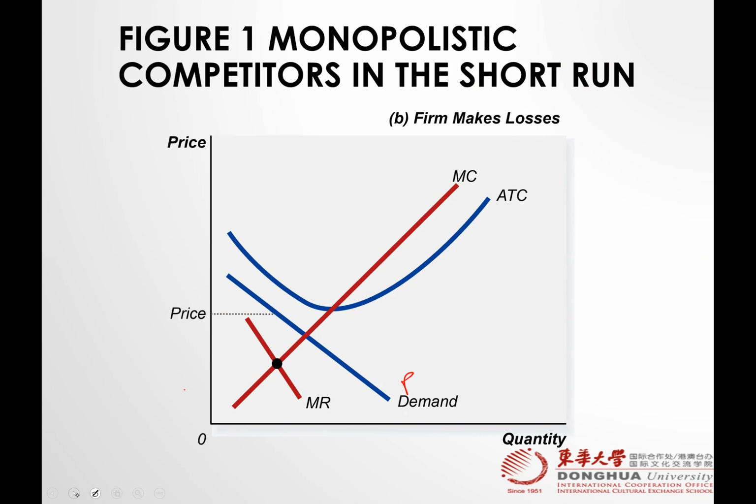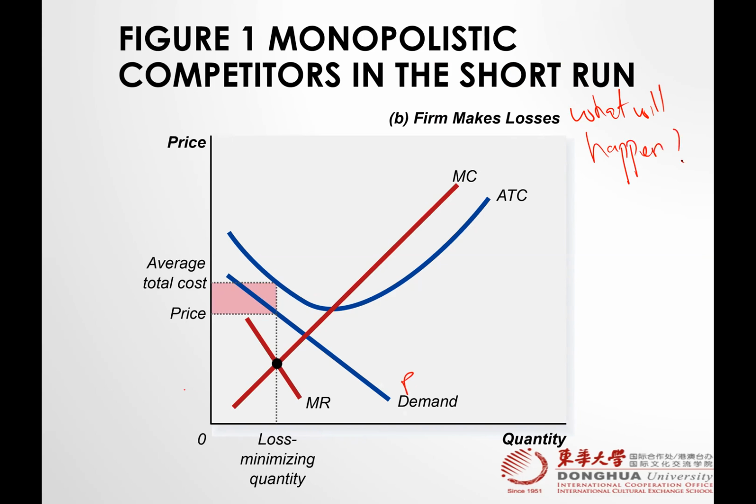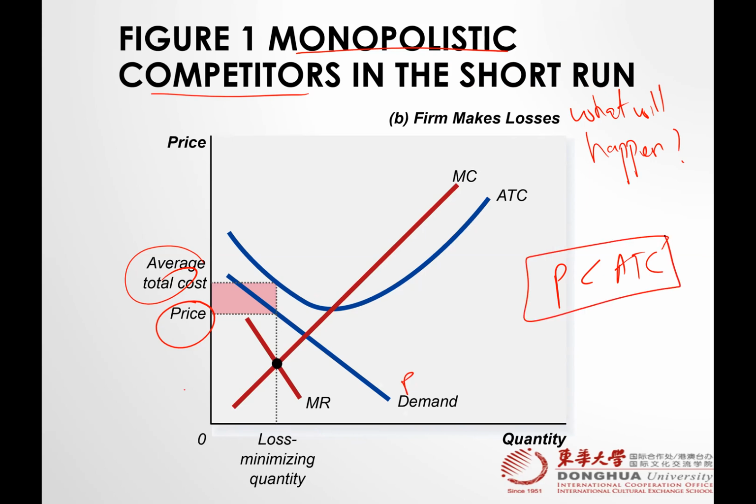Okay. So this is the case that we are having a loss right now. So what will happen now? Because we're talking about a monopolistically competitive firm, and the firms are making a loss right now. And you see here, price is less than average total cost, right? It's evident from the graph as well. So some firms will exit the market.